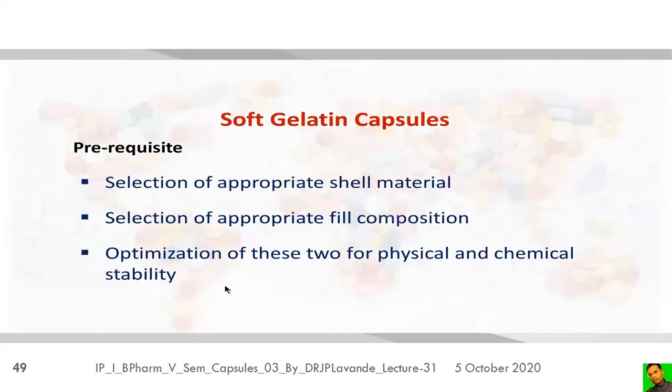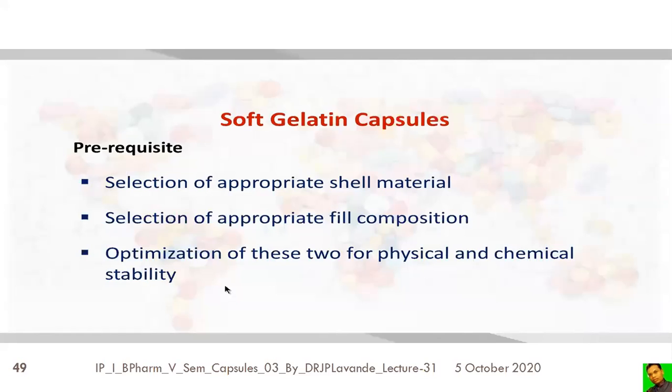Now, what are the prerequisites? The prerequisites consist of the selection of the appropriate shell material, selection of the appropriate fill composition, and the optimization of these two for physical and chemical stability. Say, in order to offer the soft nature, there must be proper selection of the shell material with the required degree of gel strength or softness properties. So in order to give the soft nature, there is need to add the plasticizer.